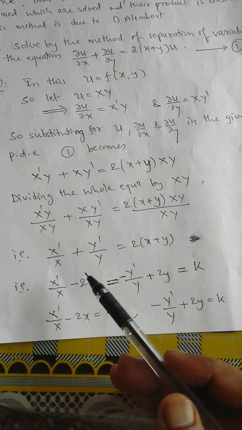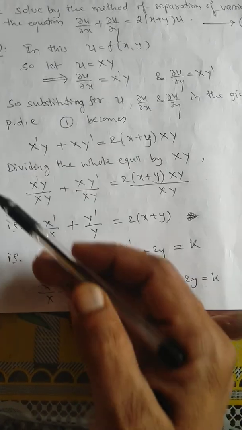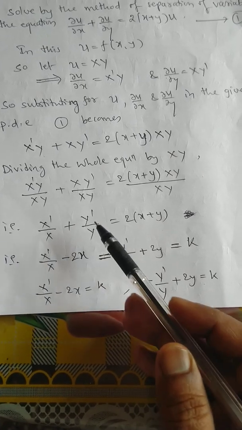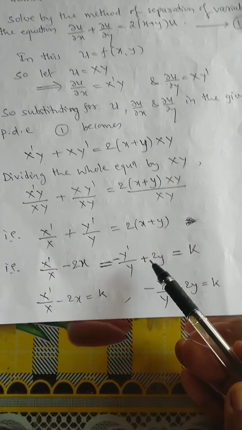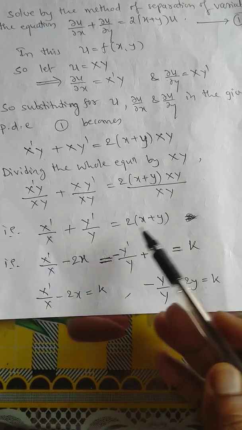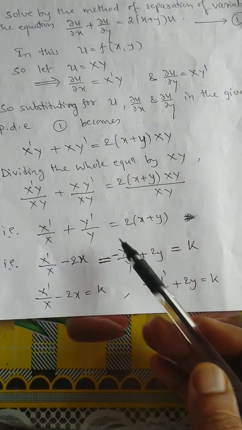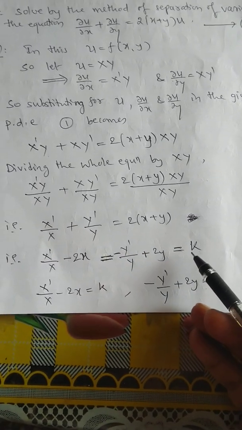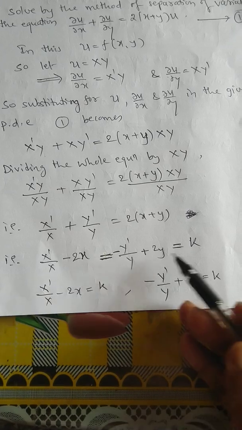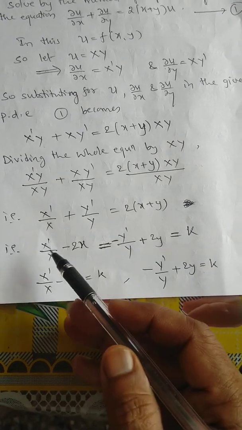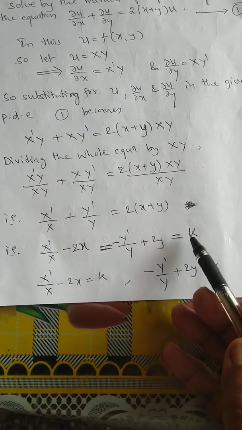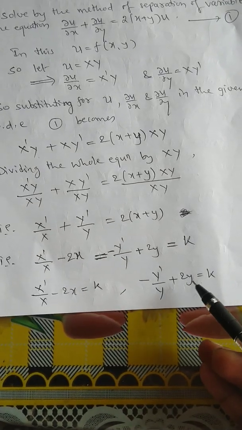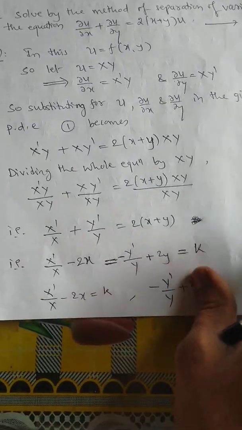Then by separating the variables, x on one side, y on the other side, 2x to the left hand side and Y'/Y to the right hand side, so that we have X'/X − 2x = −Y'/Y + 2y, and they are equal to some constant. So these two ratios are equal to some constant. Therefore X'/X − 2x = k, and this is equal to k, −Y'/Y + 2y = k.